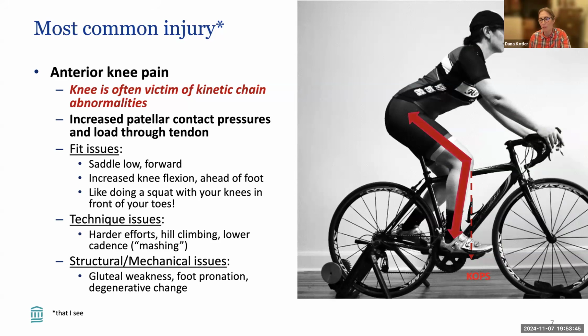So one is the fit of the bike. I'll talk a little bit about good fit in a second, but essentially if your saddle is too low or too far forward, what that's going to do is shove your knee forward. And so it's going to make you have more knee bend, and it's going to put your knee ahead of the ball of your foot. And that's almost like doing a squat with really poor form where your knees are shooting out in front of your toes. So not ideal for the knees, kind of lousy mechanics.